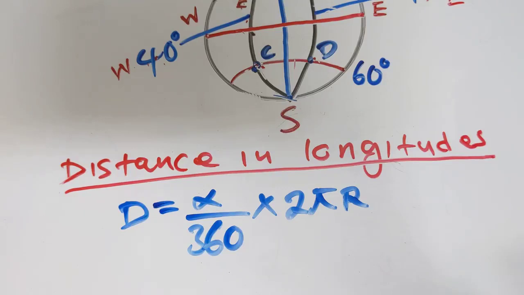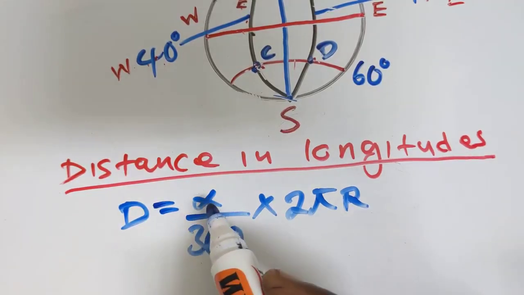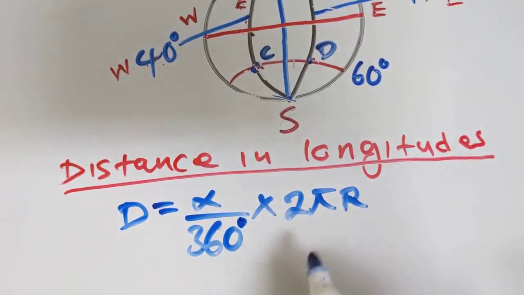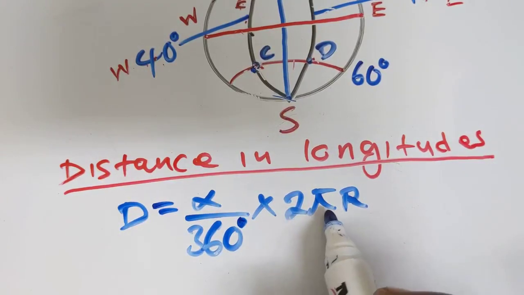Earth geometry is very simple because there are just two formulas that you're supposed to know: for the distance in longitudes and the distance in latitude. So the alpha is the difference that we were finding. Then you are dividing it by 360 degrees, and then you are multiplying by 2 pi.